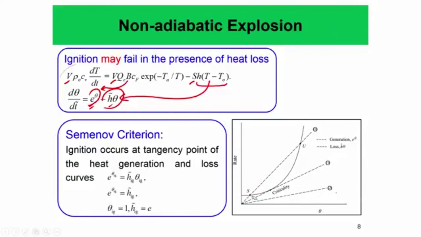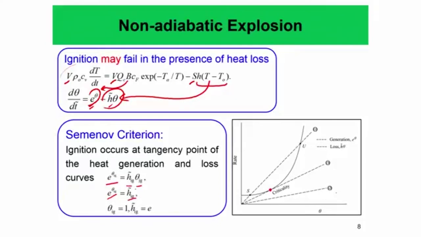But what is the critical condition? What is the limiting condition for which you can have ignition in this case? The critical condition is given by the point where the generation curve is tangent to the heat loss curve. Tangency means that at this point both heat generation and heat loss must have the same magnitude, and at the same time the slopes must be the same. So the same magnitude means e to the power of theta ig is equal to h tilde theta ig, and then the slopes must be the same. If you differentiate this you get e to the power of theta ig, but if you differentiate this you get only h tilde.